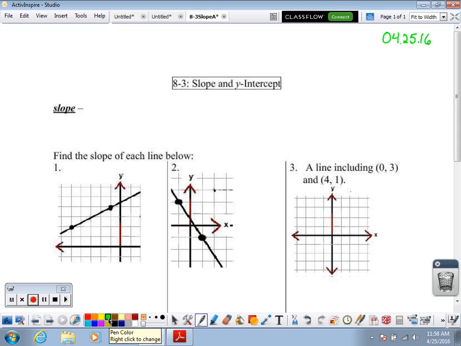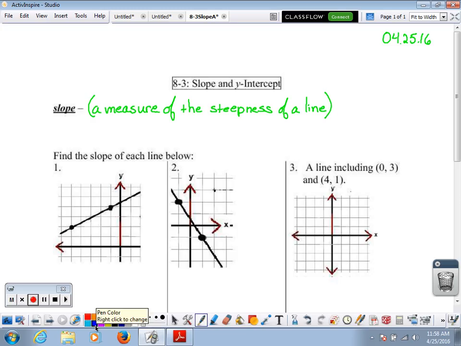Slope is a measure of the steepness of a line. Okay, it's a measure of the steepness of a line. Now, that's an easy way to think about it. That's the pre-algebra way to think about it. But next year in Algebra 1, you're going to need to think a little bit differently about it. You're going to have to understand the definition for it.